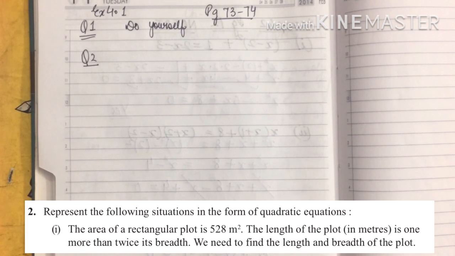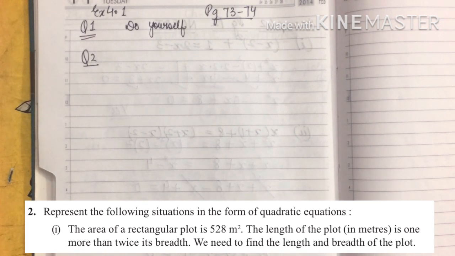Now when we have learned to identify whether a given equation is a quadratic equation or not, we have been given some real life situations, and you have to express those real life situations in the form of quadratic equations. So let's do first part. The first part is the area of a rectangular plot is 528 meters square. Area is given. The length of the plot in meters is 1 more than twice its breadth. We need to find the length and breadth of the plot.